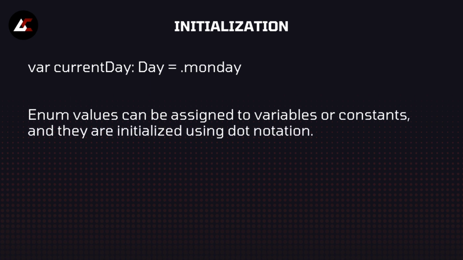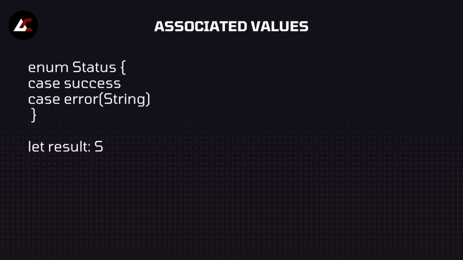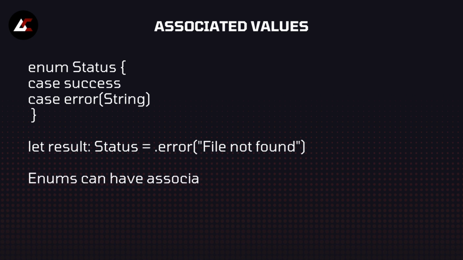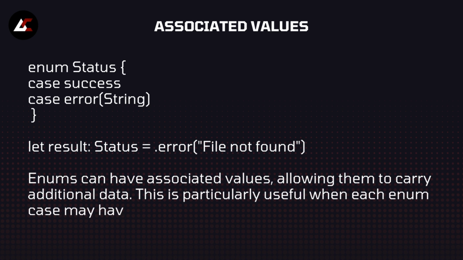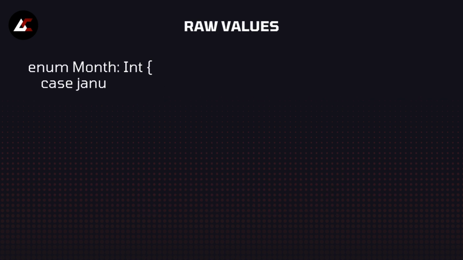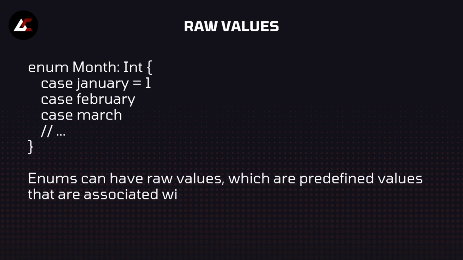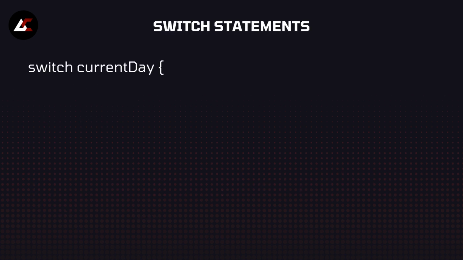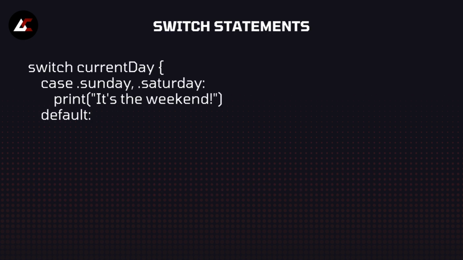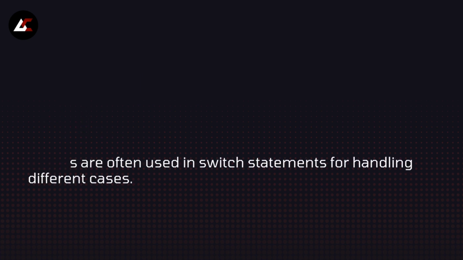There are many types of enums, like associated values. Enums can have associated values, allowing them to carry additional data. This is particularly useful when each enum case may have different associated information. Raw values: enums can have raw values, which are predefined values associated with each enum case. Raw values must be of the same type. Switch statement: enums are often used in switch statements for handling different cases.